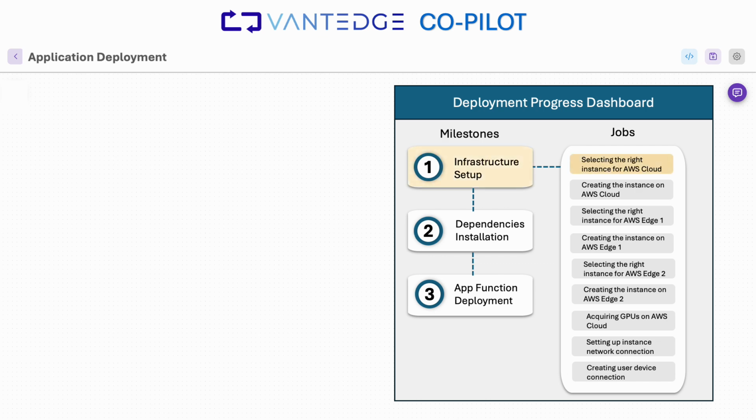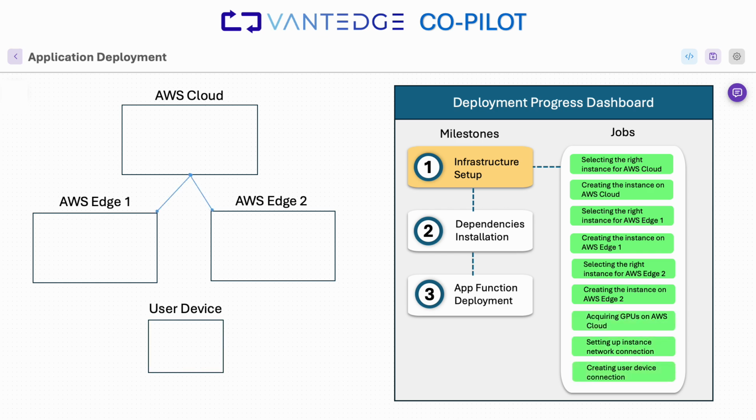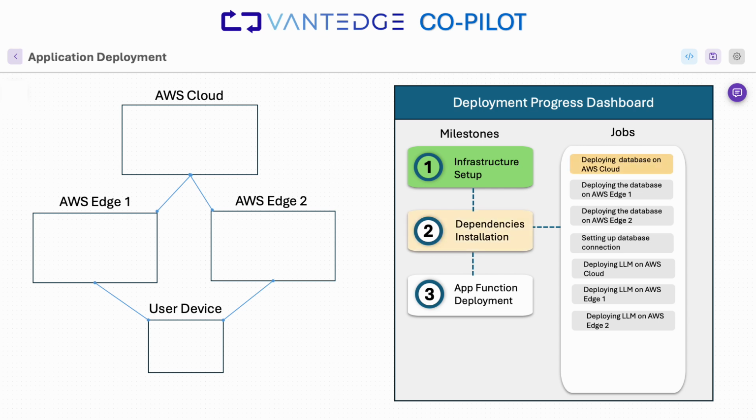This is where the user can see VantEdge Smart Infra Agent in action. It finds the right AWS instance for both cloud and edge matching the application profile, then creates these instances, including provisioning the matching GPUs for the LLMs. Finally, it connects the hybrid infrastructure and onboards the user device. Next, the agent downloads and installs the application dependencies like storage and LLM models on all the instances.